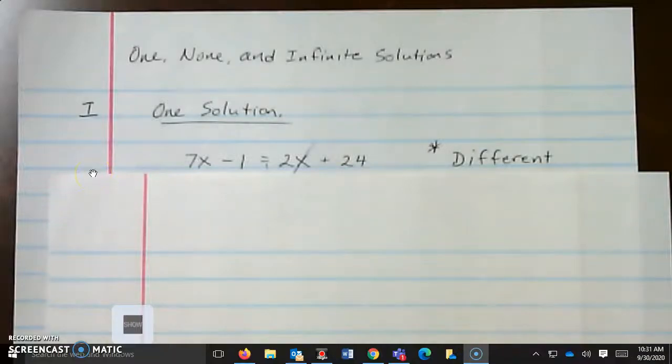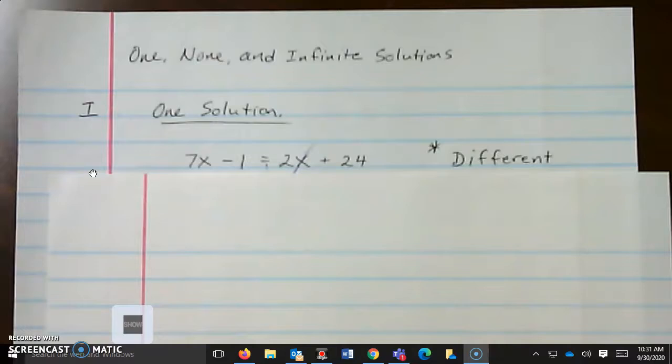Here we go, everyone. This is our last equation topic. You can see by the title it says one, none, and infinite solution. So we'll start with what you already know, solving equations with one solution. That's the type we've been working on. You get an answer, x equals whatever.